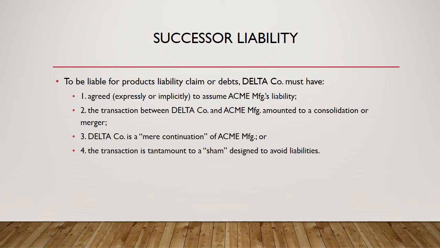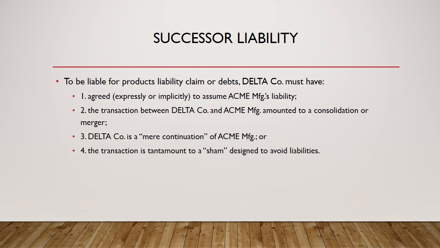And lastly, there would be liability if the transaction, if Delta Co. buying Acme Manufacturing was essentially a sham designed to avoid this liability. To determine that it's a sham would be a very facts and circumstances-based decision. You would have to do a lot of digging to find evidence to support that the only reason for Delta to buy Acme Manufacturing was to avoid the liability that Acme Manufacturing may have.